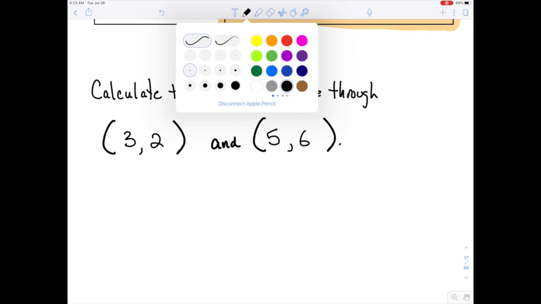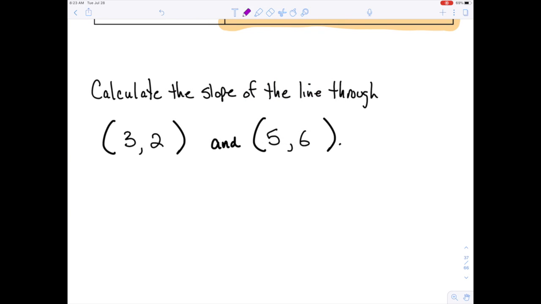The first one is to calculate the slope of the line through (3, 2) and (5, 6). If you're trying to visualize this, right, 1, 2, 3, 2, and 1, 2, 3, 4, 5, 6. So we have a line that looks approximately like this really messy one. A few things that I know: I think the slope is going to be positive. It's going to be rather steep, but let's go ahead and calculate the actual number.